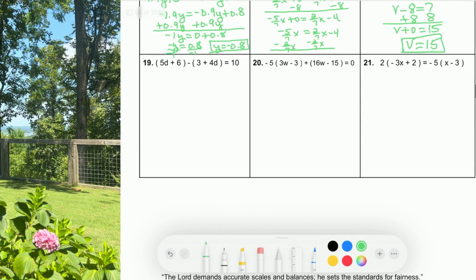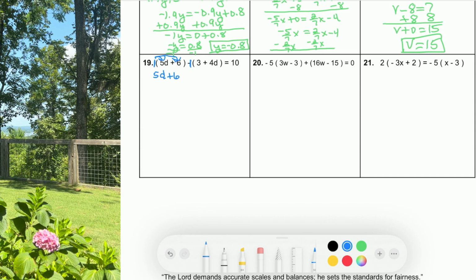Now looking at number 19, we have 2 sets of parentheses. Both of these parentheses basically has an invisible 1 outside of it. It's just not written because 1 times anything is just itself, right? So I'm going to stick these in here just to kind of help you see visually what we're doing here. So when we distribute a positive 1 to everything, nothing changes. 1 times 5d is just 5d. 1 times a positive 6 is just plus 6.